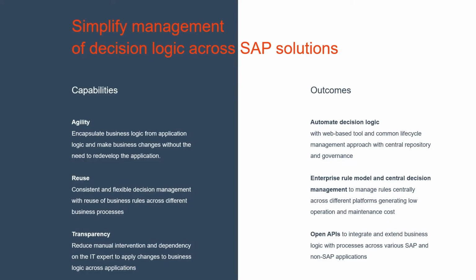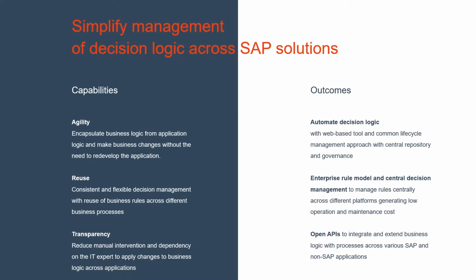So talking about business rules, we're talking about a simplified management of decision logic across SAP solutions. It's all about agility, reusability, and transparency. Your business users should be able to change rules on their own without the need of different developers in between. The different rules and vocabularies should be reusable so that you always have the same outcome with the same input. And everybody should know or should be able to know which kind of rules are active, which kind of rules are being used.